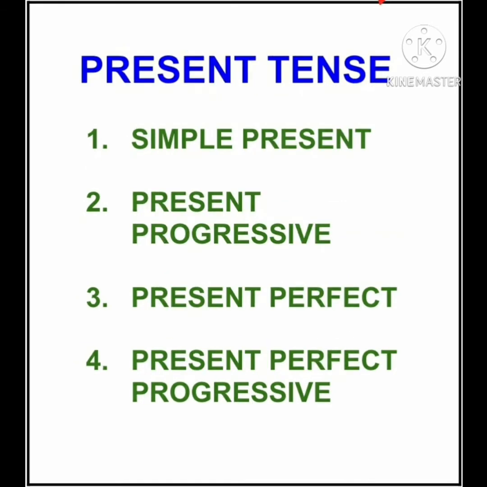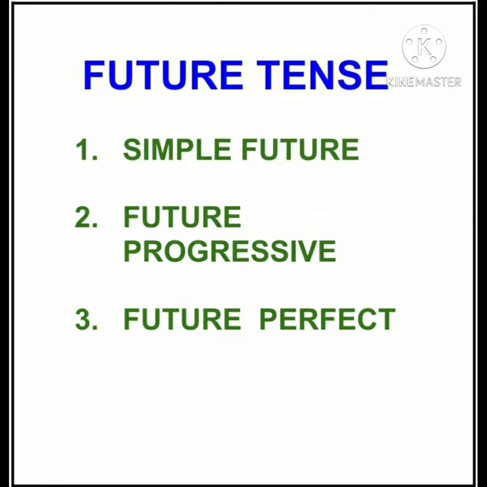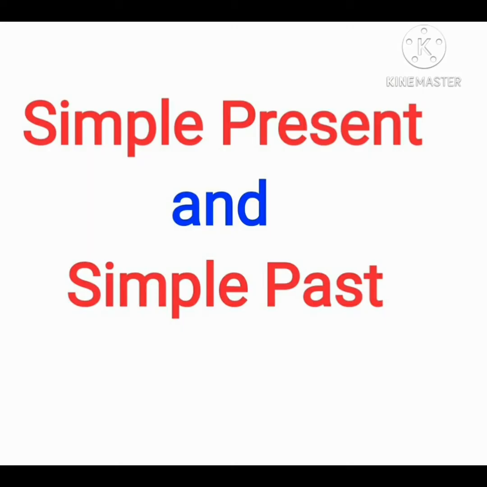The next part of tenses is present tense. The subparts of present tense are simple present, present progressive, present perfect, and present perfect progressive. And the last part of tenses is future tense. The subparts of future tense are simple future, future progressive, and future perfect. Today we'll be learning about simple present and simple past.